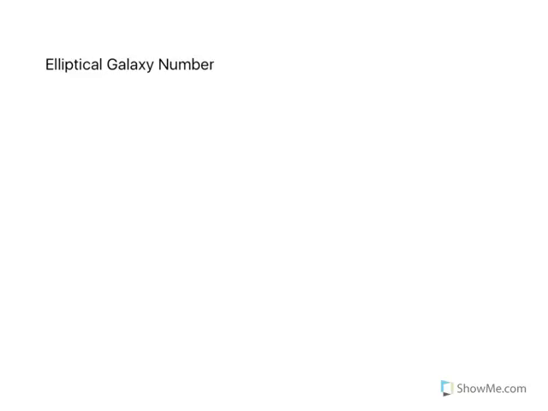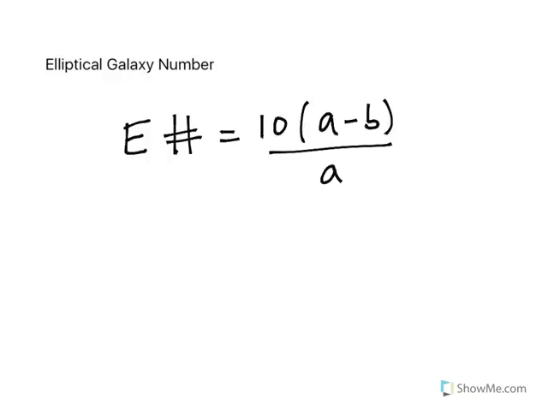In this segment, we're going to go over how we determine an elliptical galaxy's number. All elliptical galaxies are given the letter E for elliptical, but then they're also assigned a number after the letter E. How do we determine that number? The general equation is 10 times (A minus B) divided by A. But what is A and what is B?